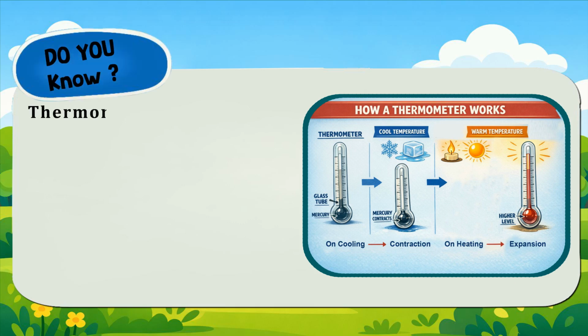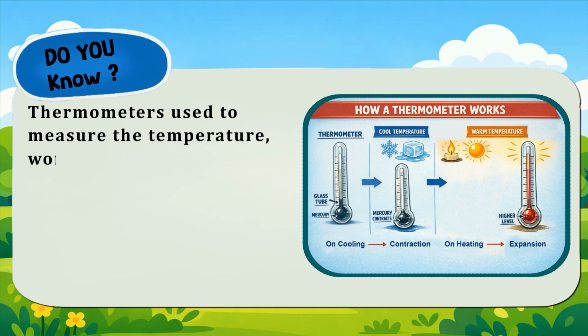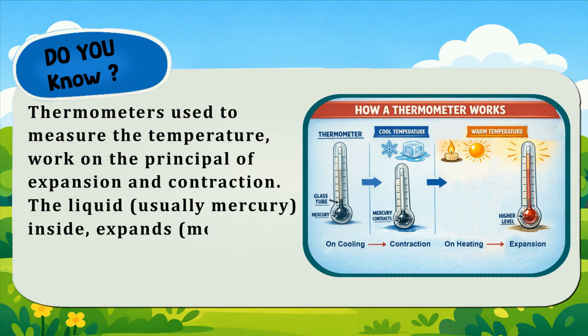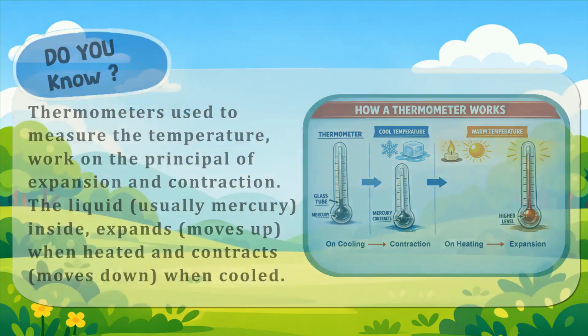Do you know? Thermometers used to measure the temperature work on the principle of expansion and contraction. The liquid, usually mercury, inside expands and moves up when heated, and contracts and moves down when cooled.